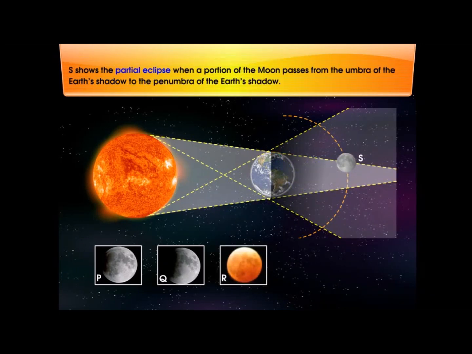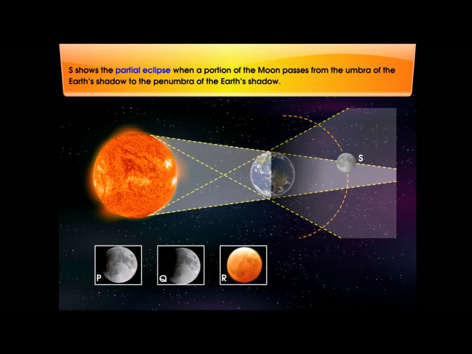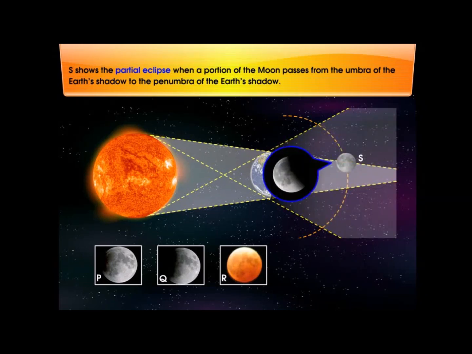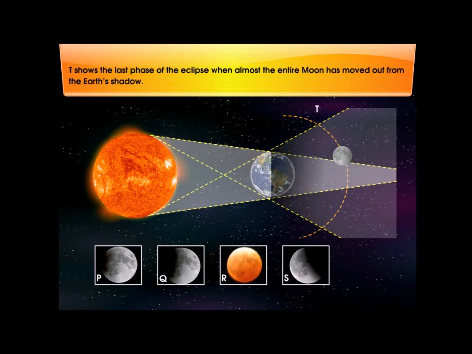S shows the partial eclipse when a portion of the moon passes from the umbra of the Earth's shadow to the penumbra of the Earth's shadow. T shows the last phase of the eclipse when almost the entire moon has moved out from the Earth's shadow.